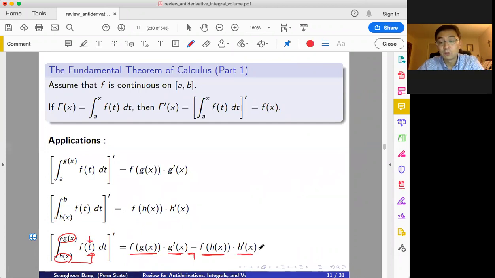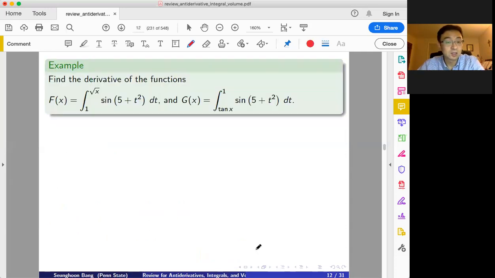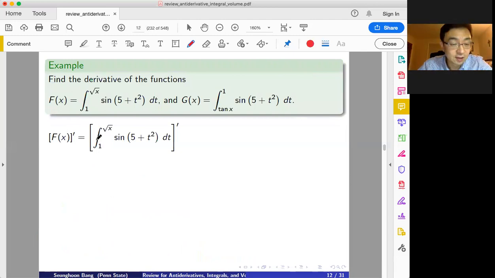So we have three applications like this. So this is like a function, and you can find the derivative. The first one, what is capital F of x prime? How can you do that? The same. You plug root x into t. So we have sine of 5 plus root x, squared, times the upper limit prime. So like this.